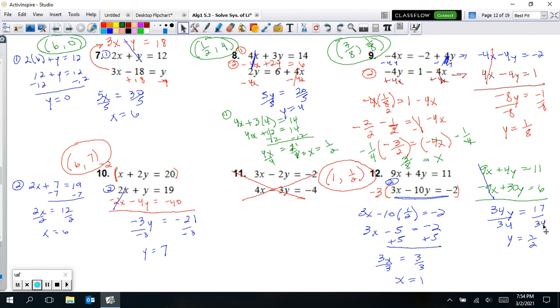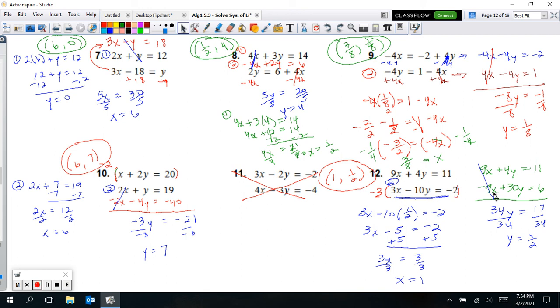17 and divide by 34. 17 over 34 is a fraction where 17 can go into 34 2 times, so it's 1 over 2. 17 simplifies to 1, 34 to 2. So you have to realize that 17 over 34 is going to become a 1/2. Then we put in 1/2. And I chose this equation right here, just our original second equation. So that's the one I chose to plug it into.